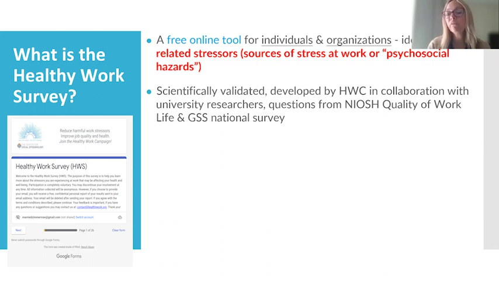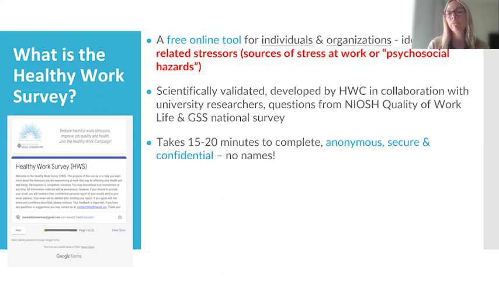The majority of questions come from the NIOSH Quality of Work Life Survey and the General Social Survey, which is a national survey of the U.S. working population. Many of you are probably familiar with it. It's administered every 4 years. And we used questions from this because we wanted to be able to compare the scores for an individual or for an organization to these national averages from the Quality of Work Life Survey.